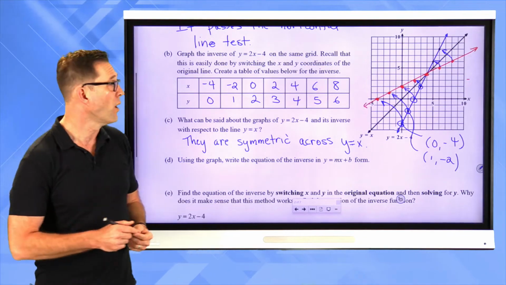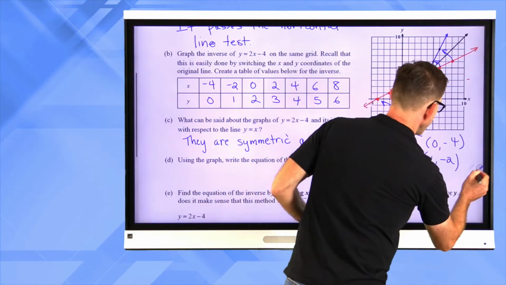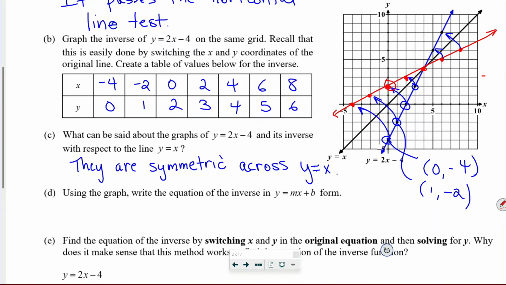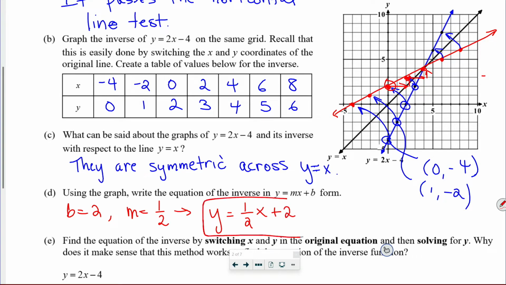All right, well, we can see, and let me go back in red just so that we keep in mind which one's which. Very easy to see what the y-intercept is, right? The y-intercept is 2. Slope is a little bit trickier, but we have 2 units of run versus 1 unit of rise. So its slope is 1/2. So that means the equation of our inverse is y equals 1/2 x plus 2.